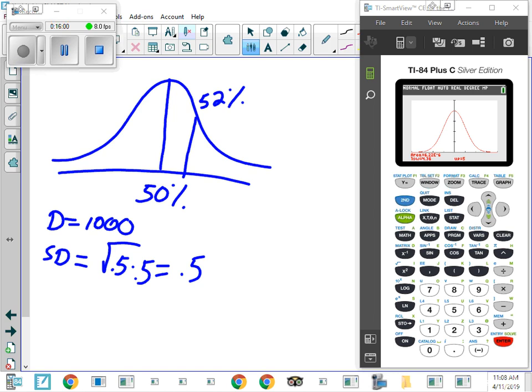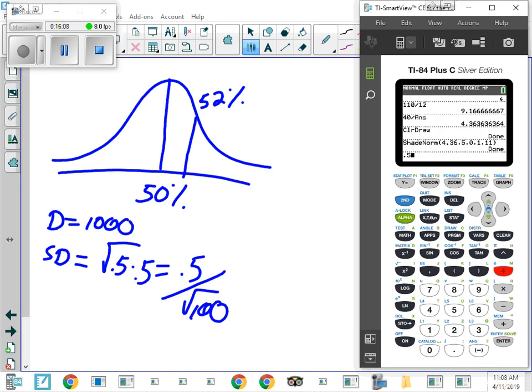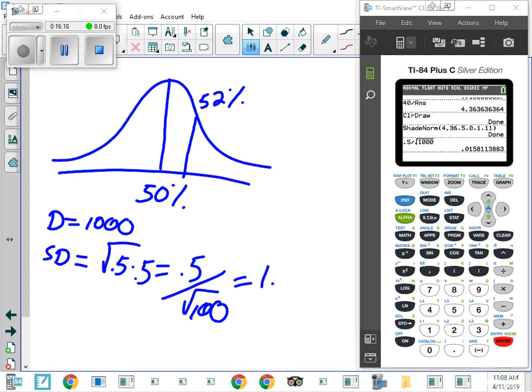What do I do with that number? Find the SEP, so I divide it by the square root of 1,000. So 0.5 divided by the square root of 1,000. And I get 1.5%. Whenever you calculate the SEP, you need to convert it into a percentage.